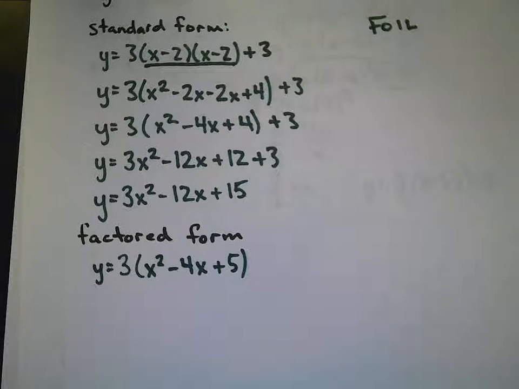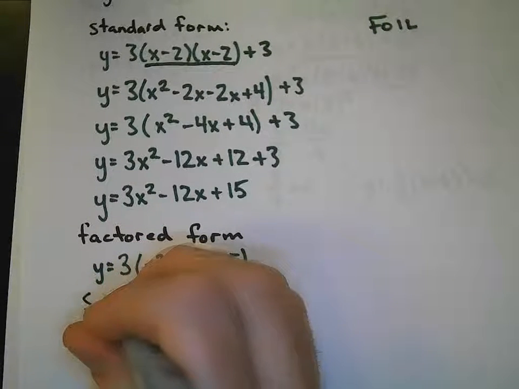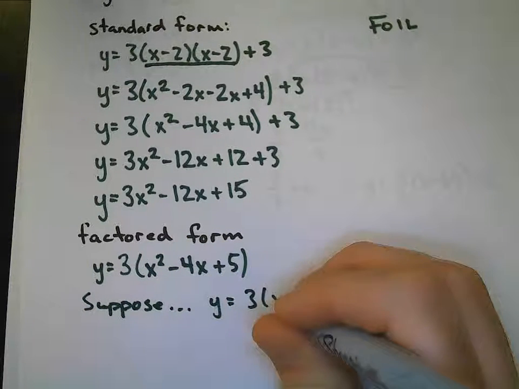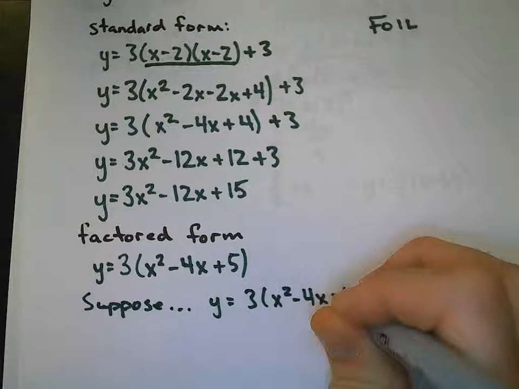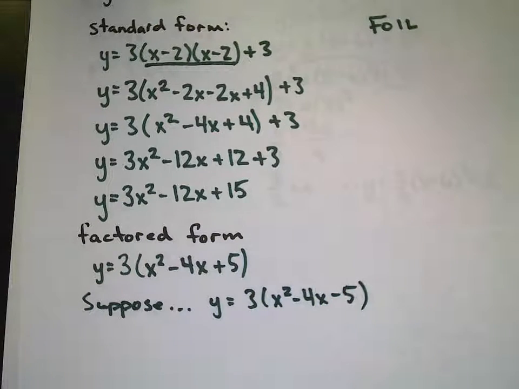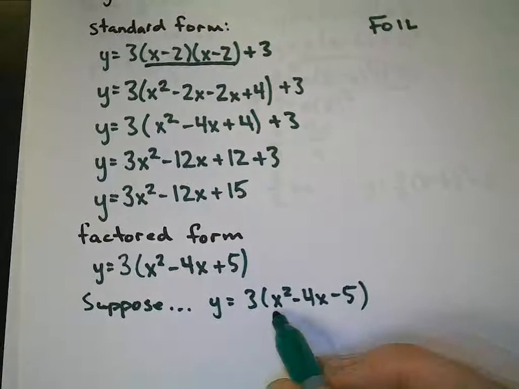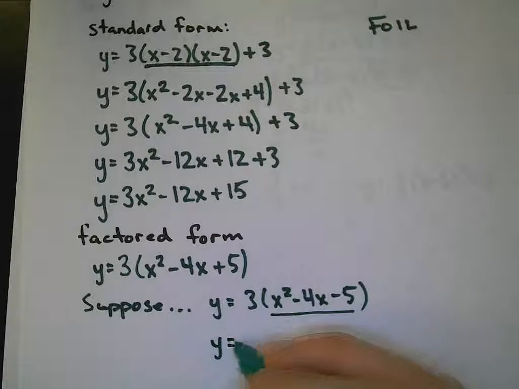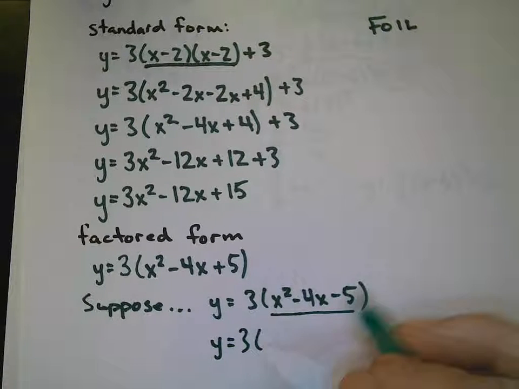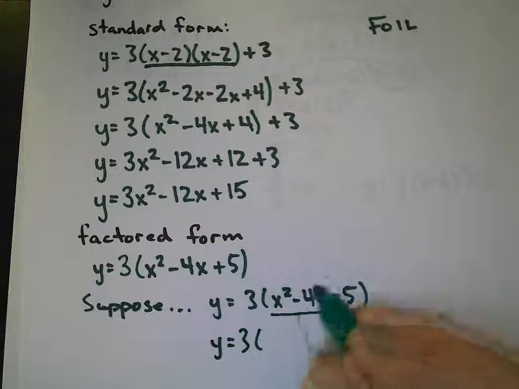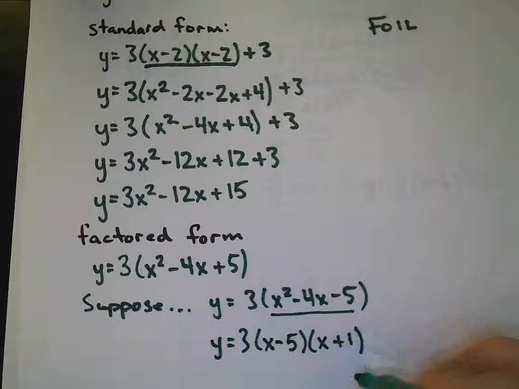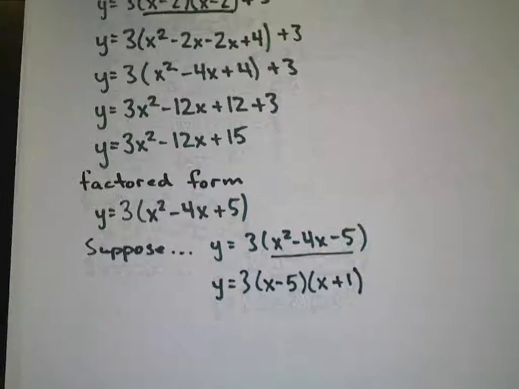But let's suppose, just for fun, that we had y equals 3x squared minus 12x minus 15. Well, we'll notice in here that this is a simple trinomial. So y would in fact be equal to 3, and two numbers that multiply to negative 5 and add to negative 4, that would be (x minus 5) and (x plus 1). This is now in factored form.